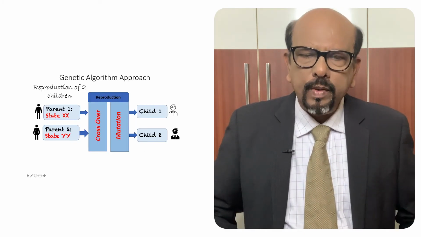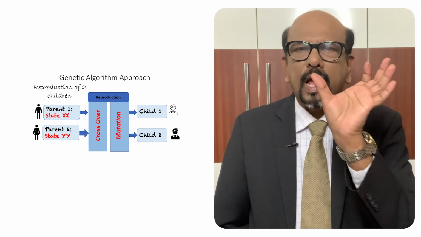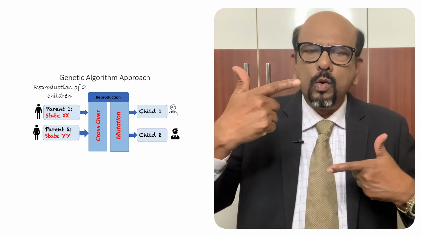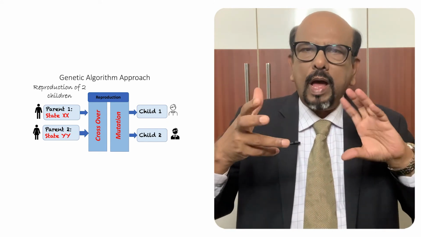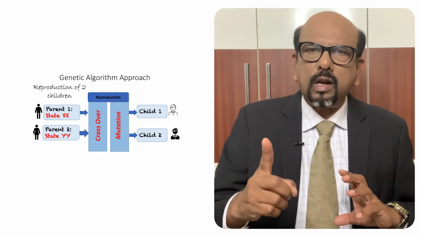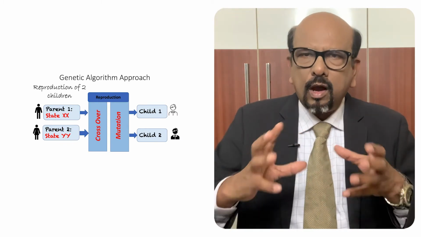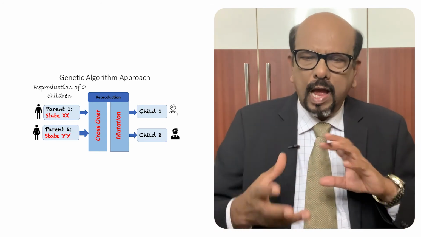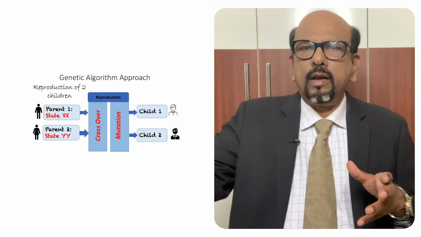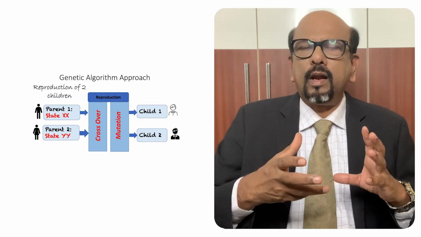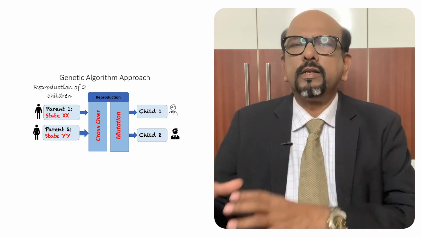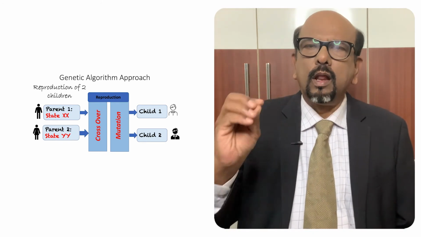Now, what are we going to do? The father has a DNA, the mother has another DNA. Using these two DNAs, we will do activities called crossover and mutation. It's not one crossover or one mutation, a combination of a few crossovers and mutations can be done. After doing that, we will get child 1. After doing another type of crossover and mutation a few times, we get child 2. This is called reproduction.